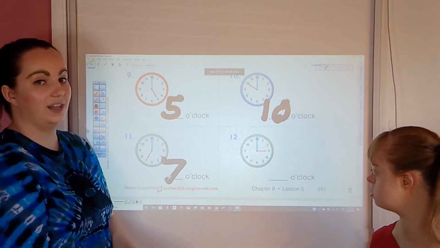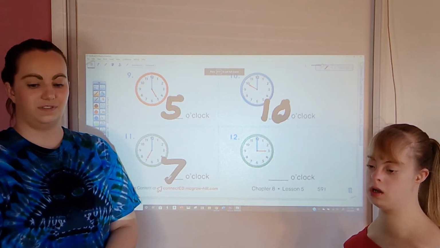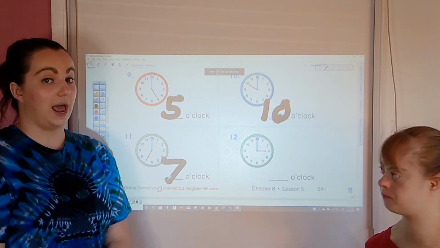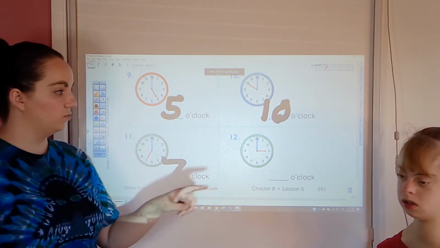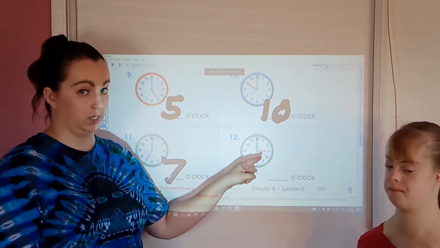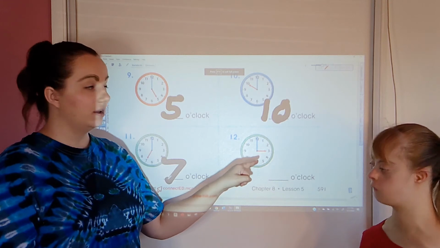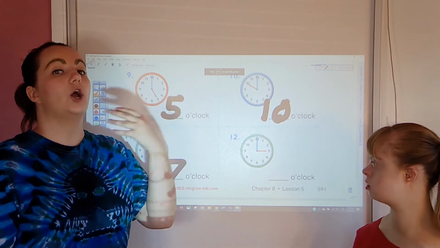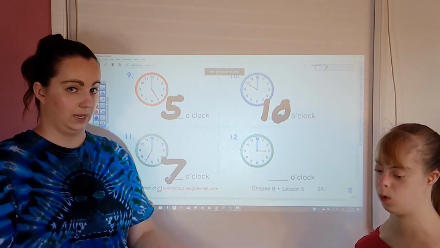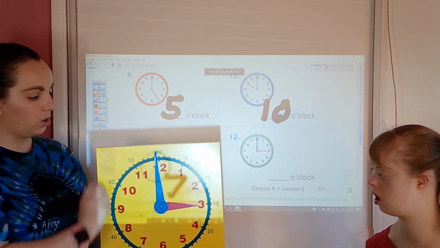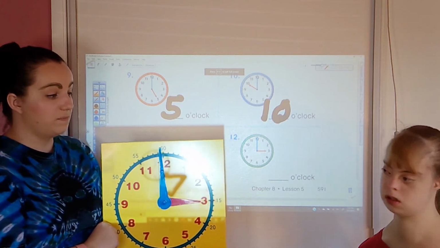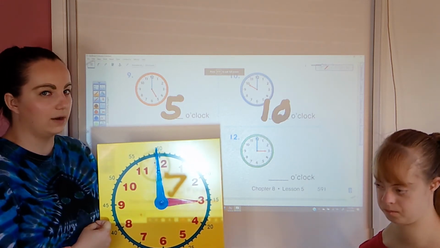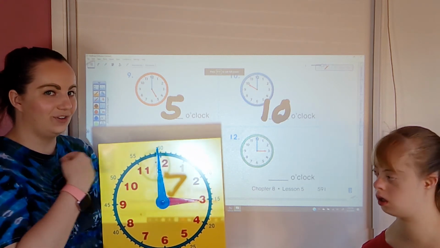Okay. It's just about time. You're going to have our last problem with lots of think time. Before I just send you off on this last problem, remember, you read the short hour hand first. Read what hour it is. And then the long blue minute hand, when it's pointing straight up to the 12, we say o'clock. Okay, maybe you can see it there. I'm also going to hold it up here. Do your best to read what time. What time to the hour is this analog clock saying? We're going to give you lots of think time.